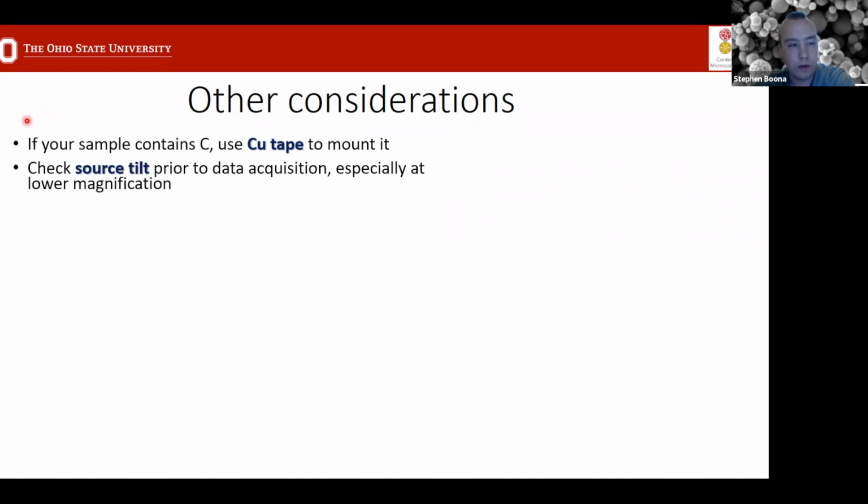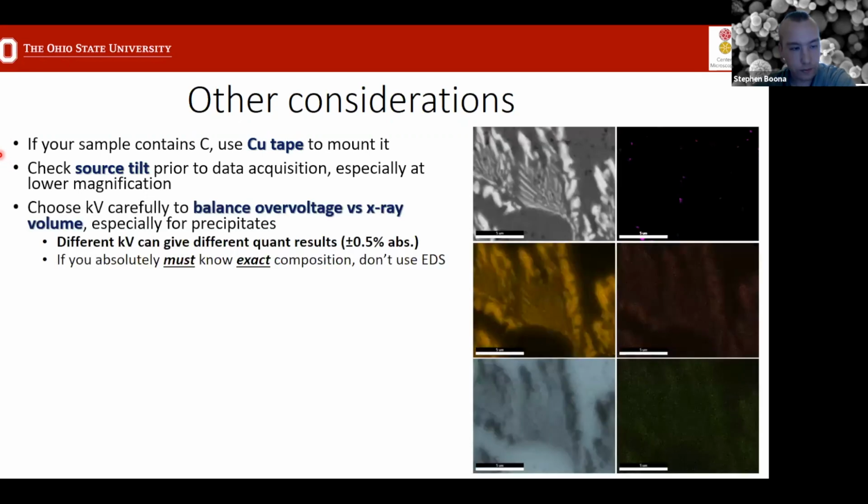It's also a good idea if you're doing low magnification analysis to make sure that the beam is centered so that you get uniform illumination of the image area before you collect your data. It's also, we've talked about selecting your accelerating voltage. In general, you want to be balancing the over voltage and the X-ray volume.